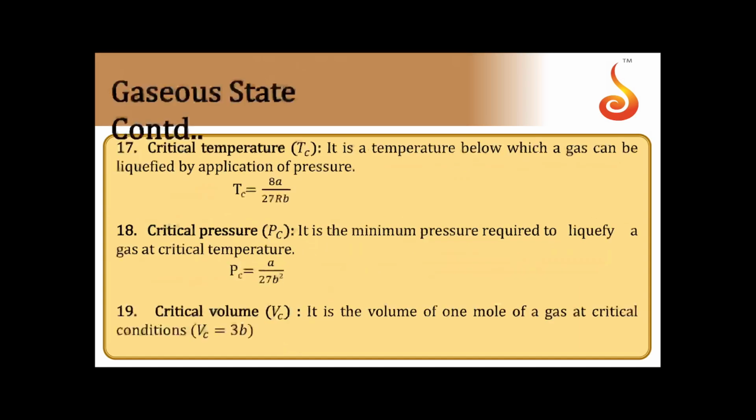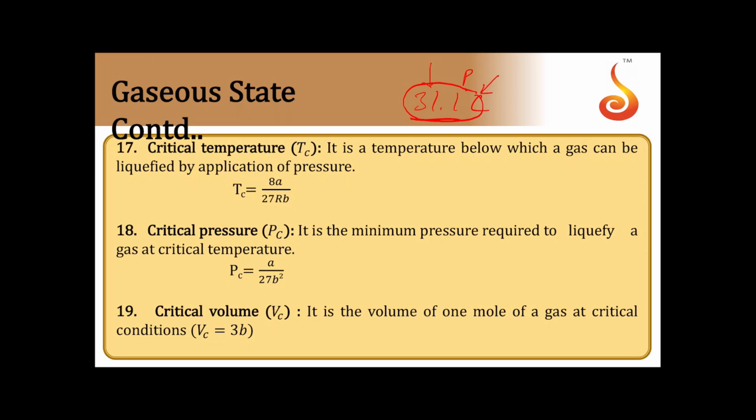Then comes critical phenomena: critical temperature, critical pressure, critical volume. Let us see the meaning of critical temperature. Suppose you consider carbon dioxide gas; its critical temperature is found to be 31.1 degrees Celsius. It means when you cool carbon dioxide gas to this temperature and apply pressure, the gas can be liquefied. If you are not cooling up to this temperature, the carbon dioxide gas cannot be liquefied though you apply any amount of pressure.